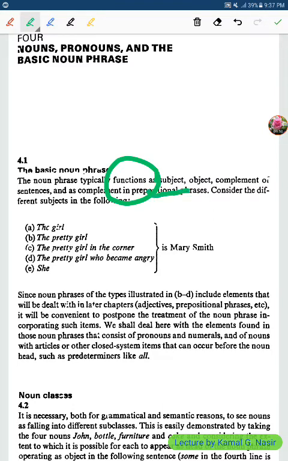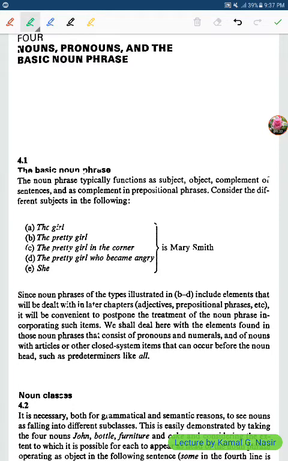If I ask you, what are the functions of the noun phrase? If it is at the beginning, it is subject. At the end, after the verb, it is object. After the verb also sometimes related to the subject, it is subject complement, or related to the object, it is object complement. Good. Let us see the different expressions of the noun phrase.